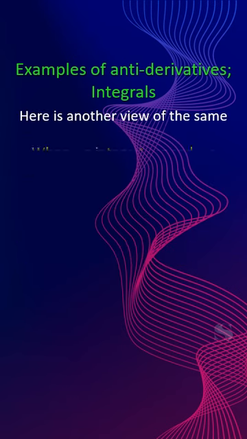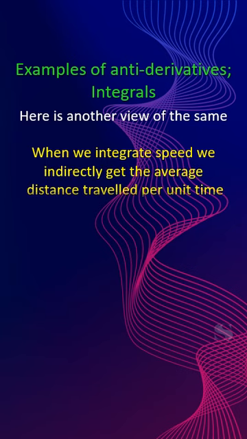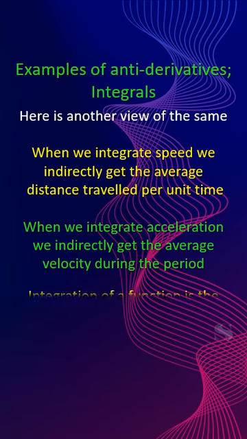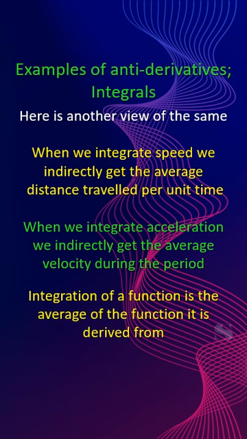There is another view of the same. When we integrate speed and get net distance traveled, we also indirectly get the average distance traveled per unit time when we divide the net distance by the period. And when we integrate acceleration and get the net change in velocity, we also indirectly get the average velocity during the period by dividing the net change in velocity by the period. In general, simplified, the integration of a function is the average of the function it is derived from. Area and volume and density and mass share a similar relationship. The second quantity of the pair, volume and mass, represent the integrals.